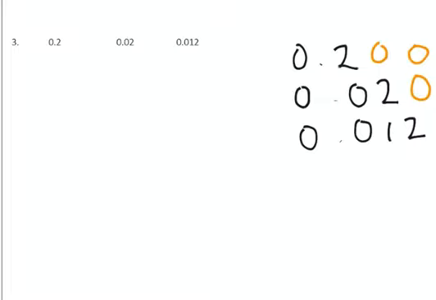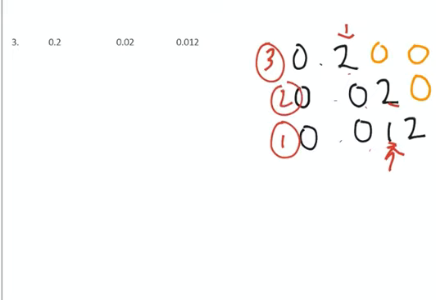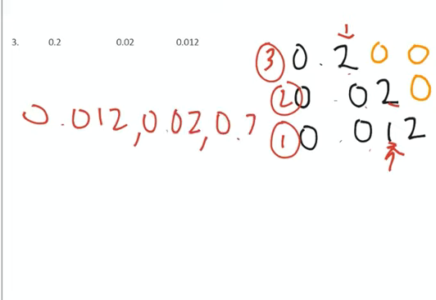Okay, starting with my tens place, I have a 2, a 0, and a 0. My 2 is the largest, so that's going to be my largest decimal. And now I only need to figure out the first and second again. So after my tens place, I'm going to move to my hundreds place. And 1 is smaller than 2, so 1 is going to come first and 2 second. Go ahead and write that out. And voila, you are done.